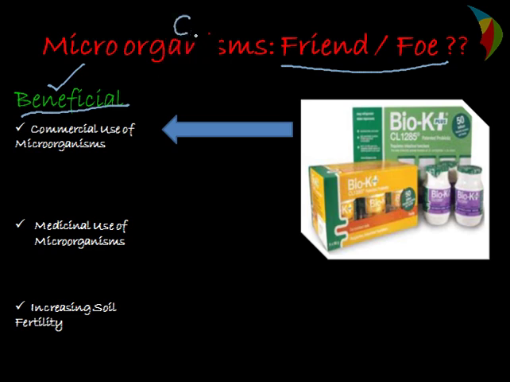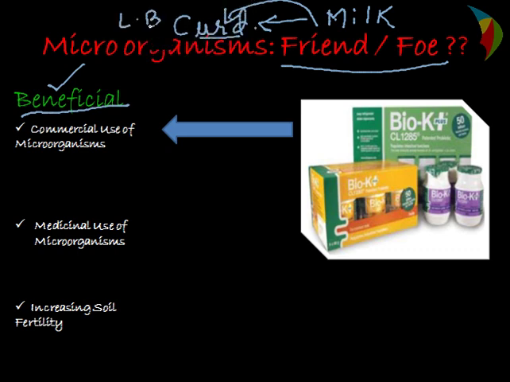You know curd. Curd is made from milk, right? Now this milk is converted into curd with the help of the bacteria lactobacilli. Okay, so that means this lactobacilli is a friend. Friend means it is beneficial to us. Okay, so this is a very common example.